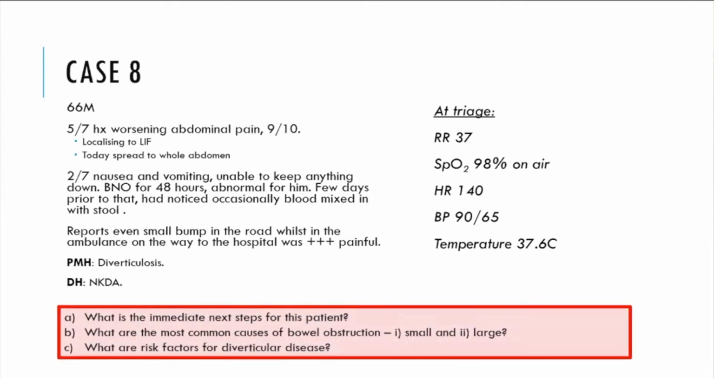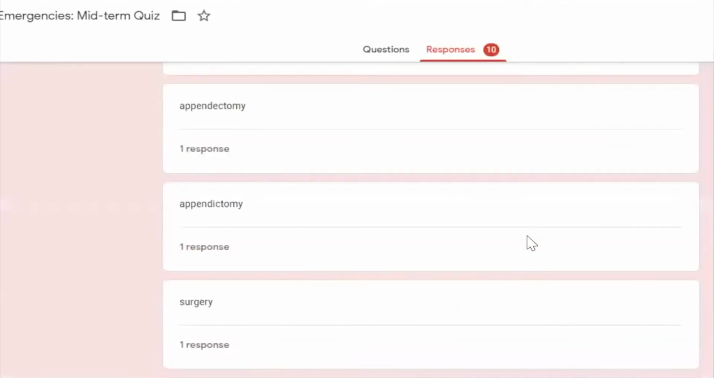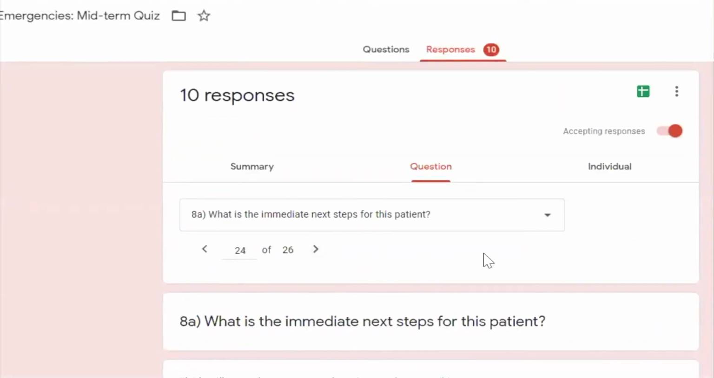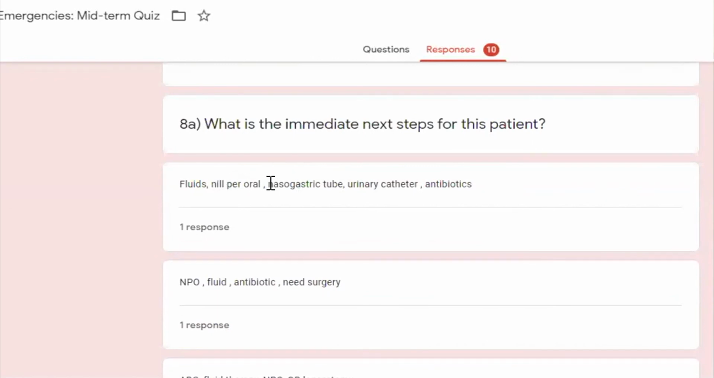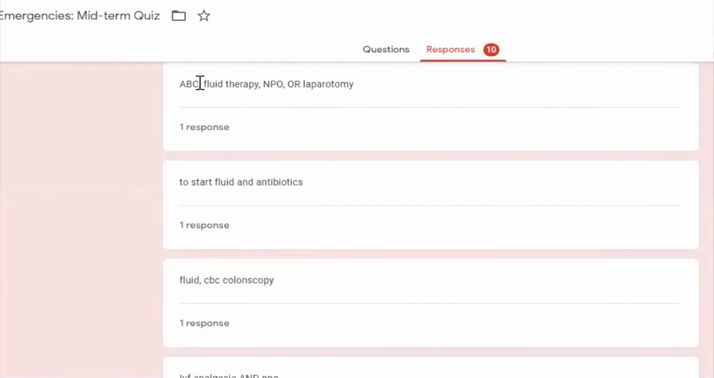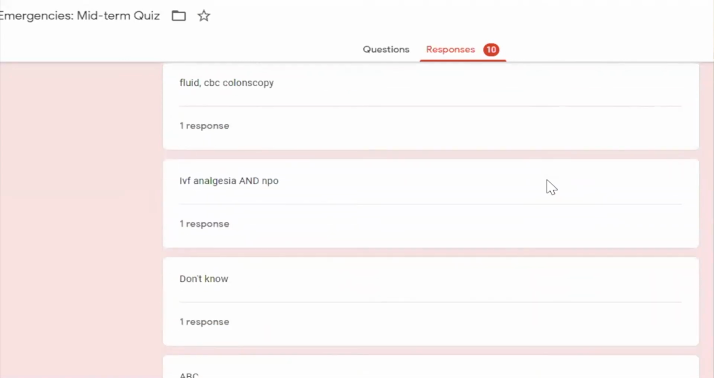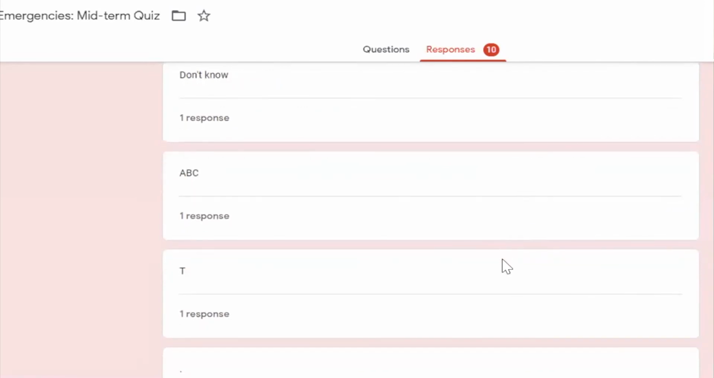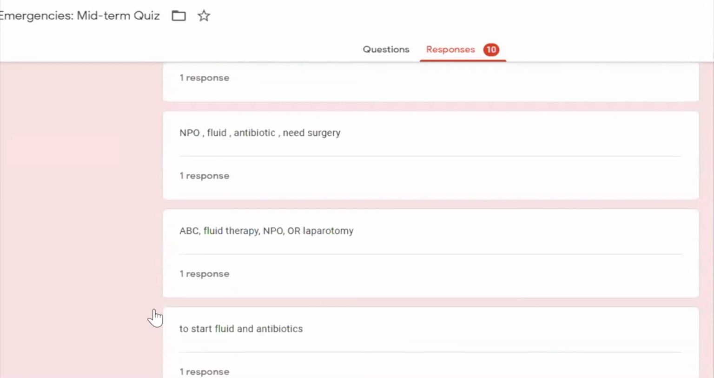So what are the next immediate steps for this patient? What are you thinking? So you guys have written fluids, nil by mouth, absolutely. Nasogastric tube, urinary catheter, antibiotics, nil by mouth. ABC, resuscitate, absolutely. Operating theatre for laparotomy, fluids, antibiotics, colonoscopy potentially. Yeah, that maybe has a role. ABC, you're completely spot on. Good. All of you guys are absolutely right.